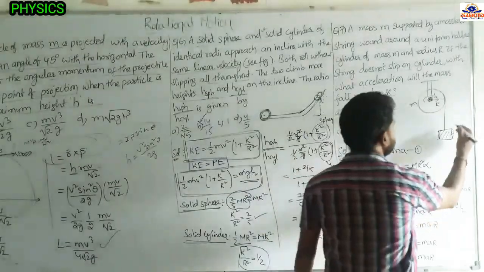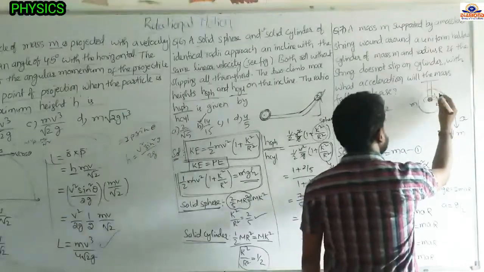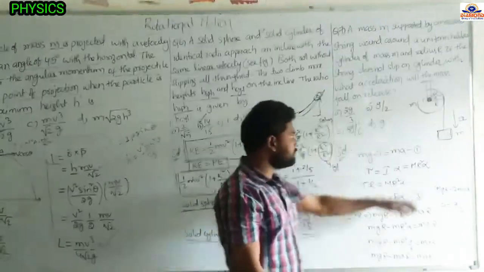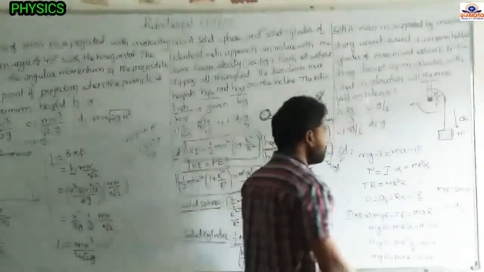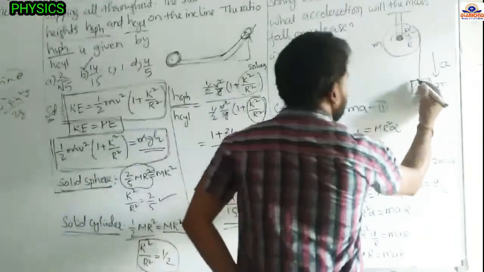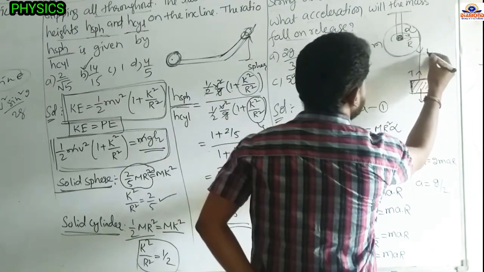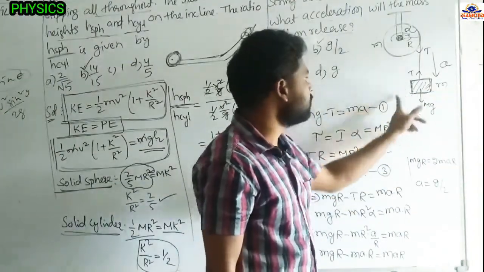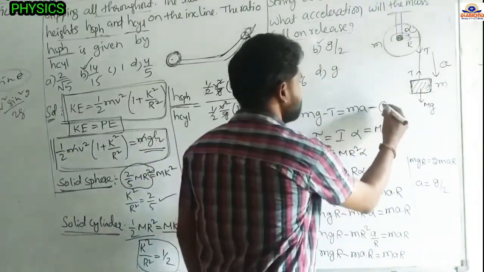See, now whenever it is released, this will move with linear acceleration, and the cylinder will rotate with angular acceleration alpha, and this will fall down with linear acceleration a. Now apply Newton's second law. The particle's weight mg is in the downward direction, and the tension T is developed here. This is moving down with acceleration a, so mg minus T equals mass into acceleration. So this is the first equation.